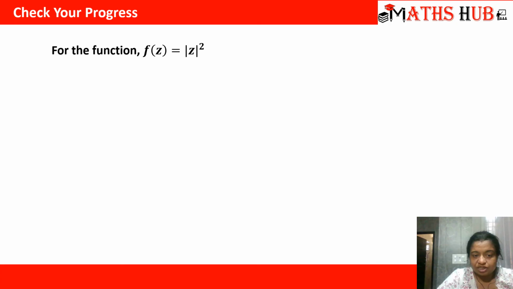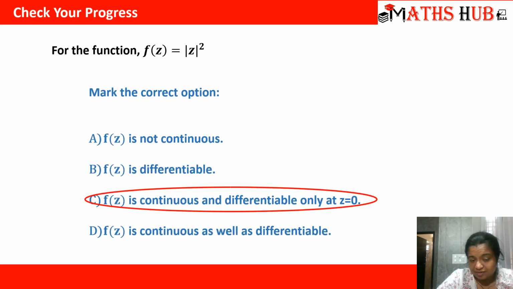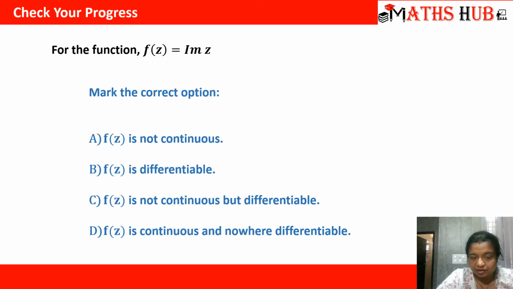So now you can check this question. You can try this question on your own, and I'll give you the correct option also. It is continuous and it is differentiable at the point only z equal to 0. So you can check this option, right? And now let us check another question.